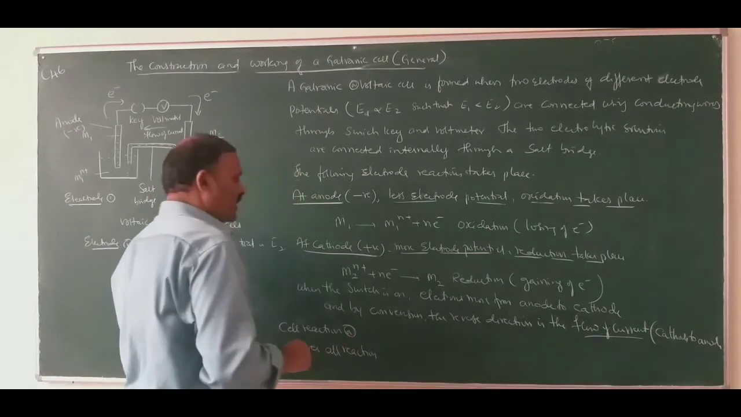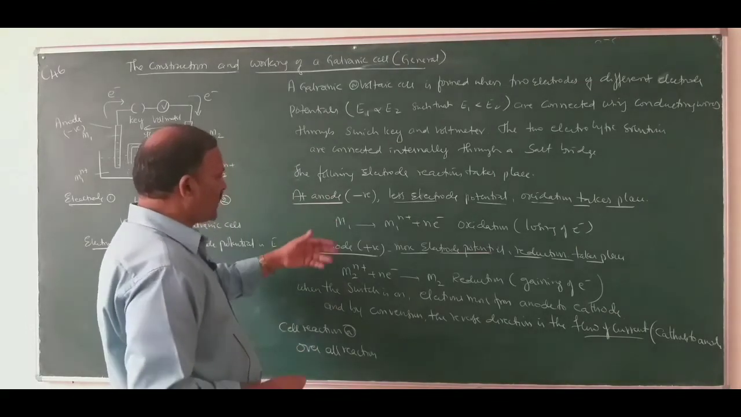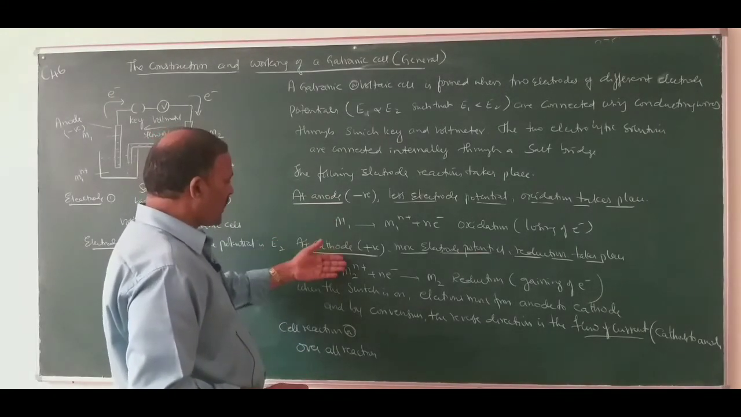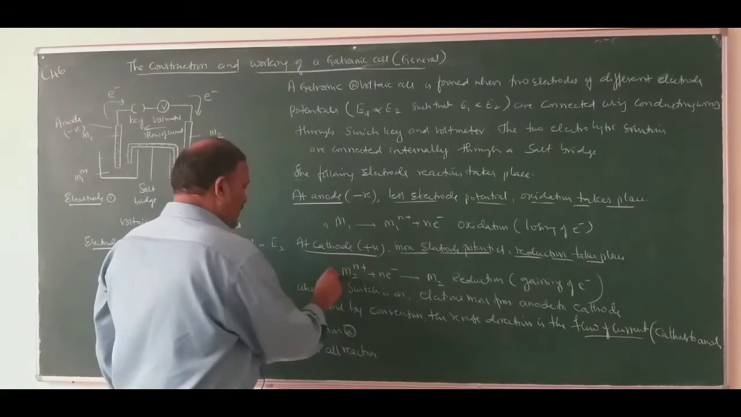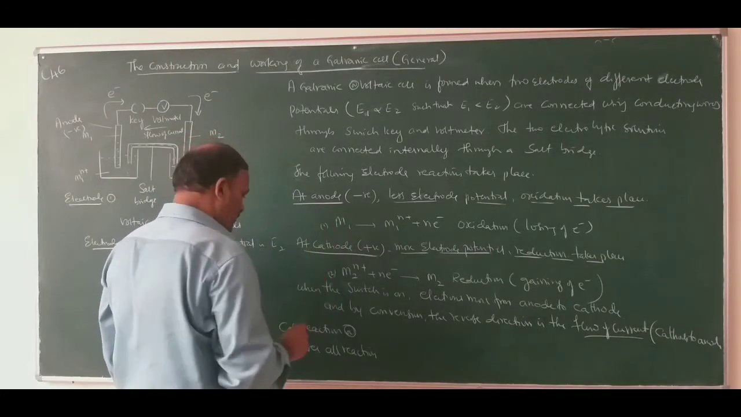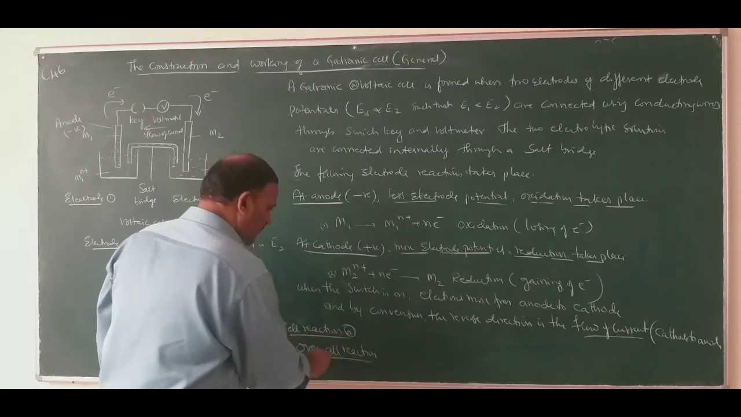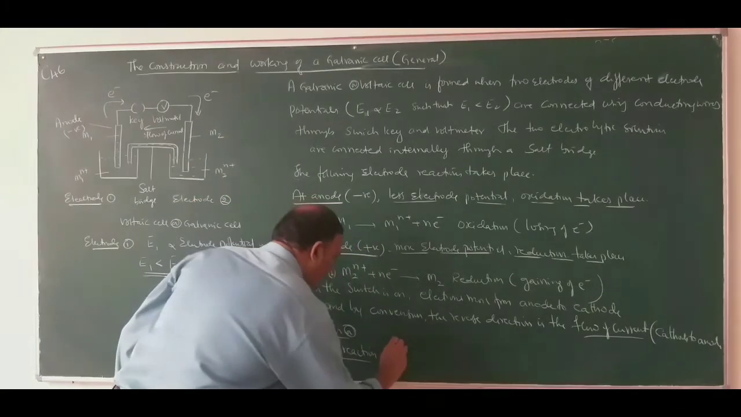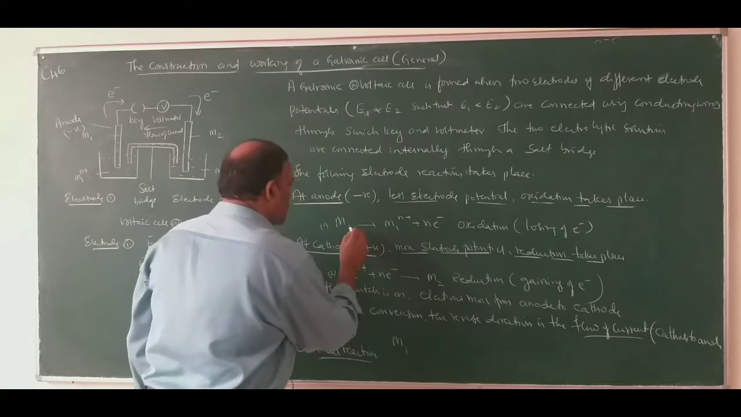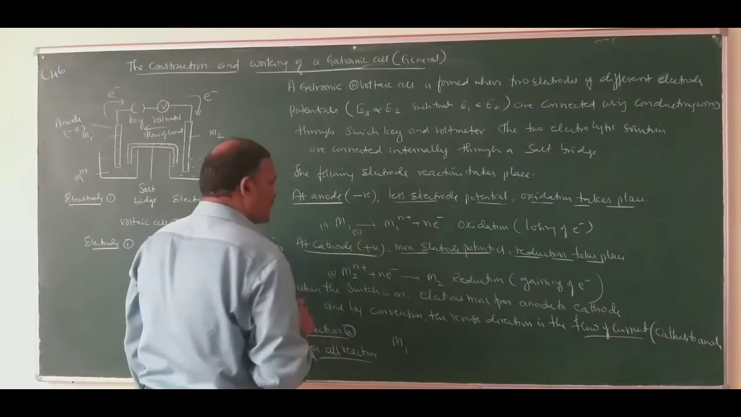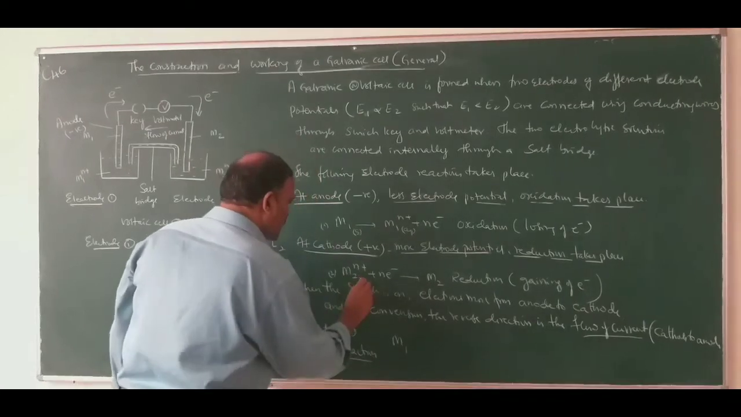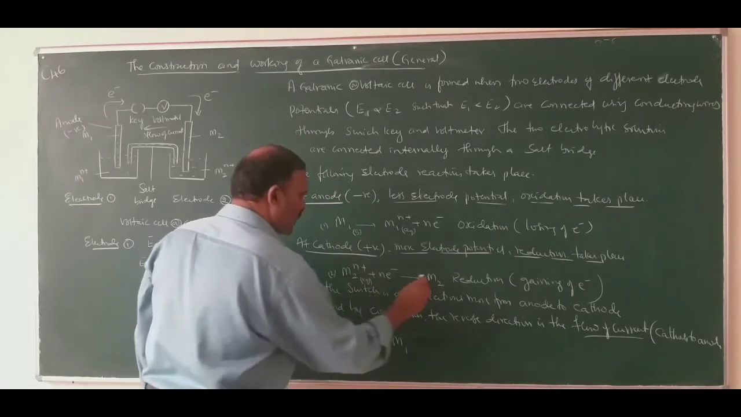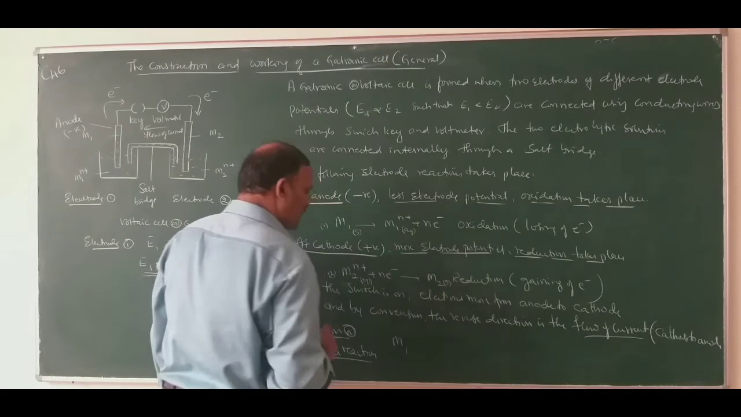The overall reaction is the sum of the reactions of anode and cathode. So if you add the cathodic reaction and the anodic reaction, you will get the overall reaction. So M1, mark this as S for solid, this is AQ for solution, this is AQ for solution, this is S for solid.